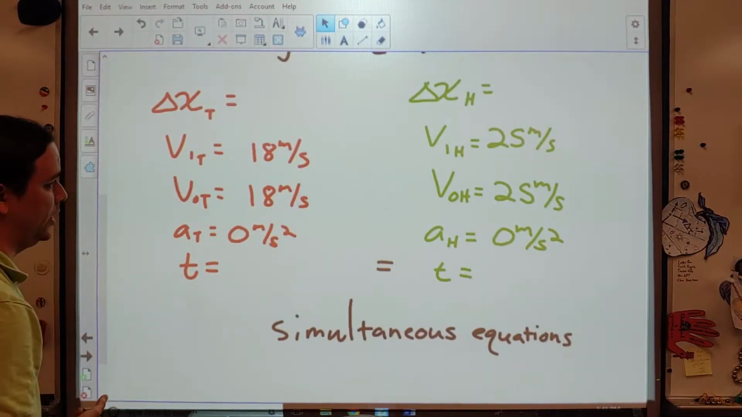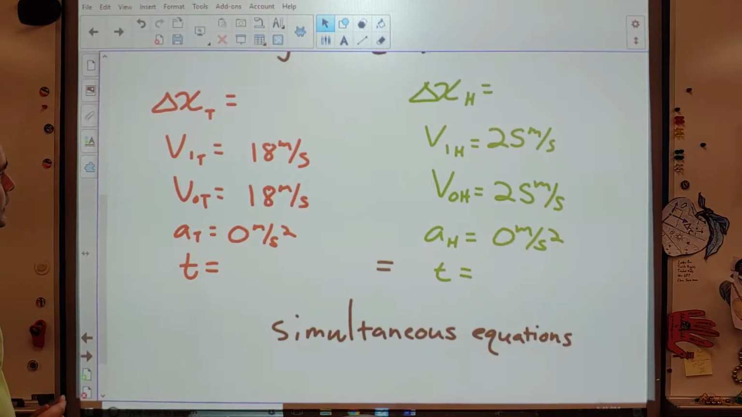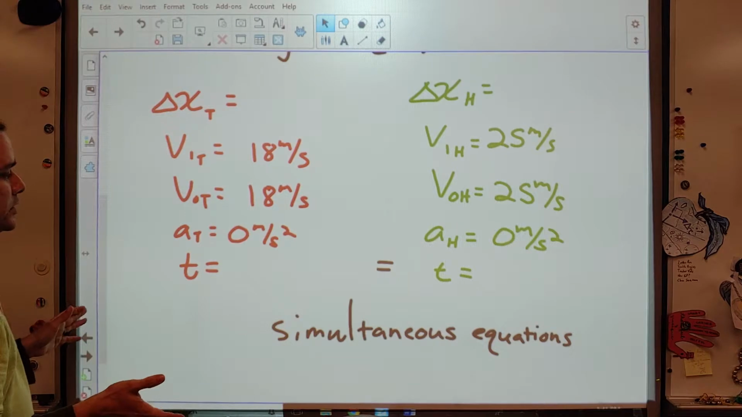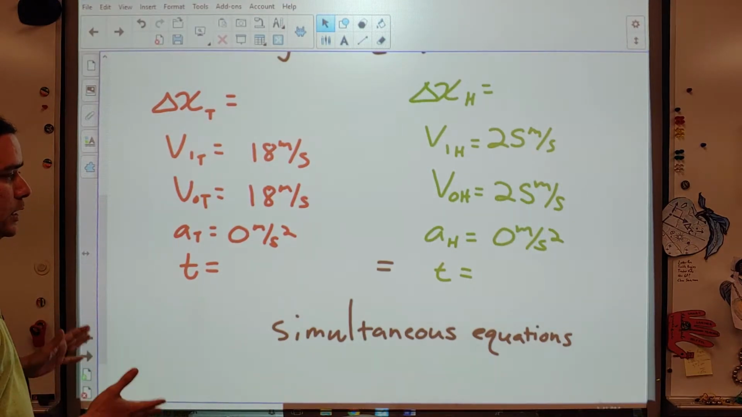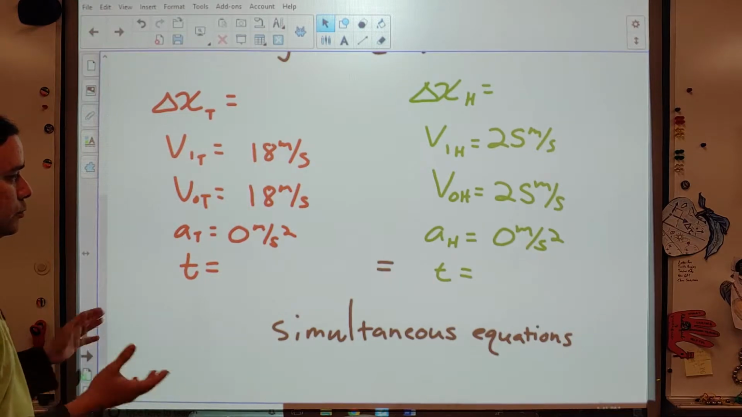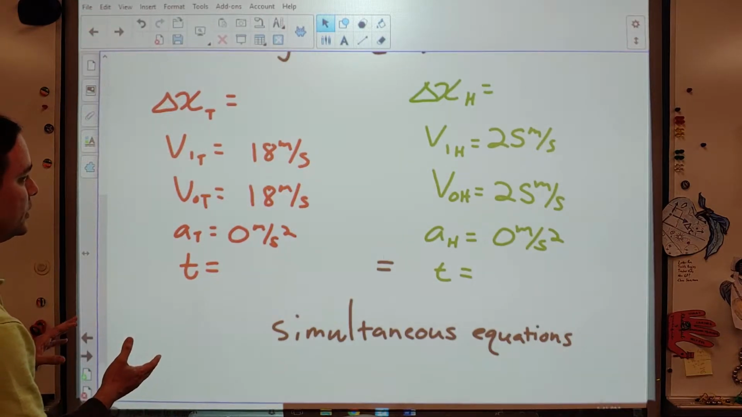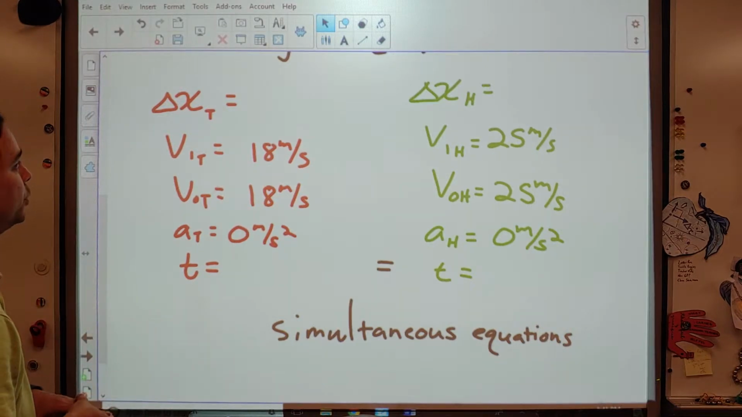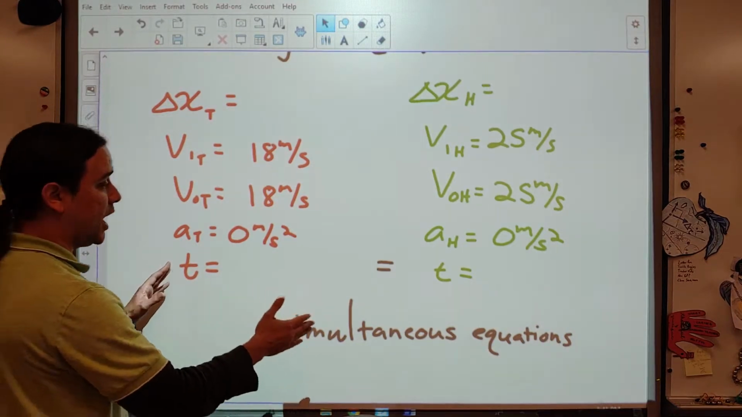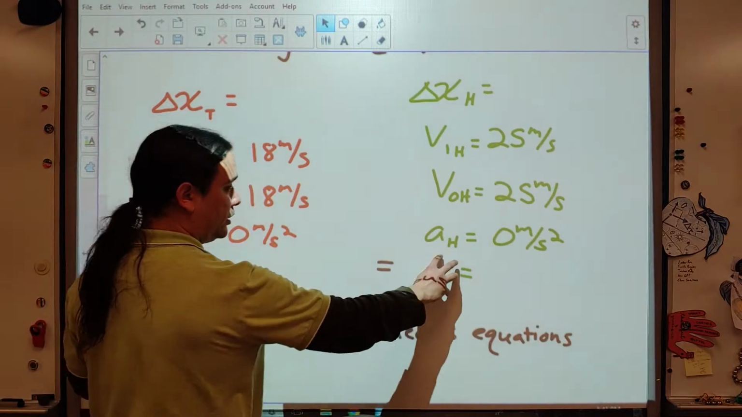Okay, so how do we do this? The thing about systems of equations is, for every unknown you have, you need that many equations. So we've got, looks like, 3 unknowns. So we're going to need to set up 3 equations. If we had different times, we would have one time here and a different time here.